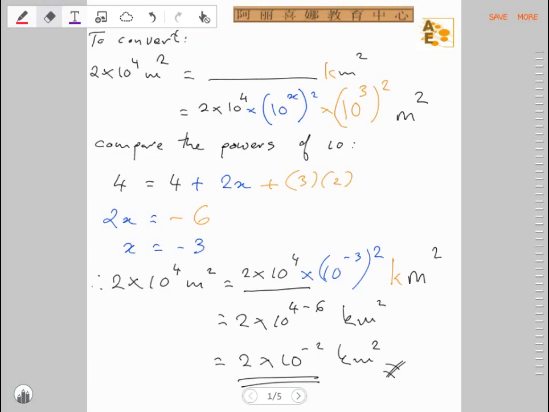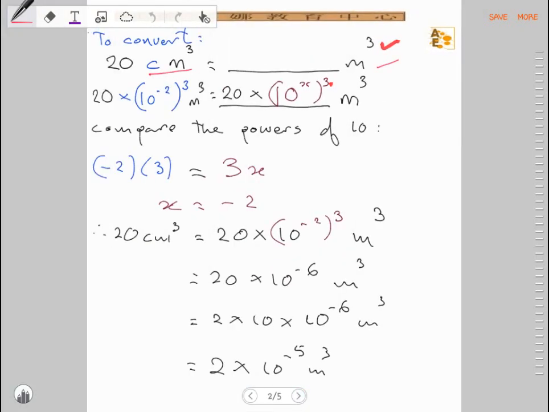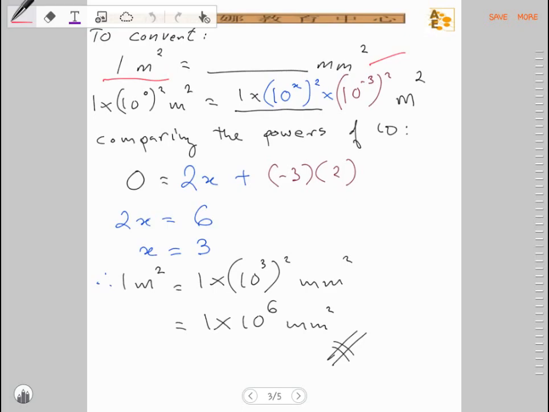Okay, in this video I'll teach you how the conversion of units can be easily done. The first slide is about how to convert 2 times 10 to the power 4 square meters into square kilometers. The second one will be about cubic units, 20 cubic cm into cubic meters, and the third one will be 1 square meter into square millimeters.